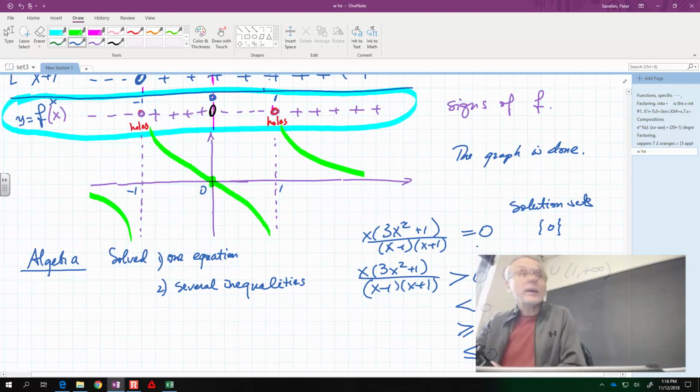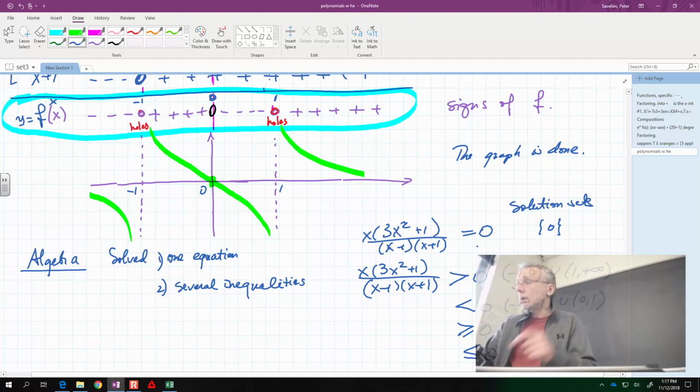For the second inequality, what's the answer? I want interval notation, I guess. So it's (negative infinity, -1) and (0, 1). Okay, so now larger than or equal to 0. Larger than or equal to 0, what's the difference?